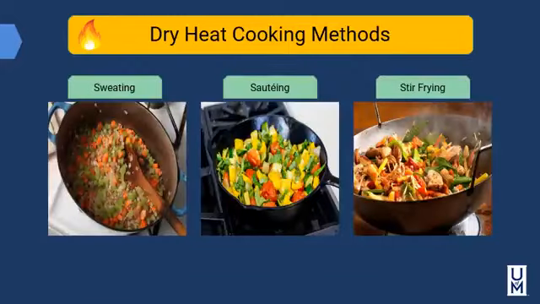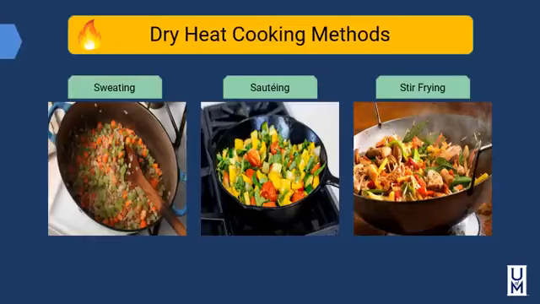Sweating, sautéing, and stir frying are all degrees of the same cooking method. Sweating is low to medium heat with a small amount of fat or oil. The goal is to cook the food through without adding any color to the food. Onions become translucent, light passes through them, and vegetables soften.